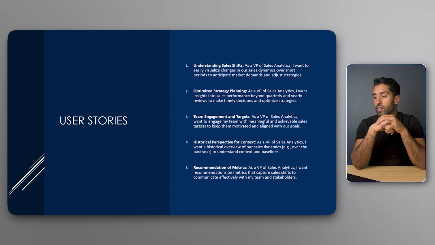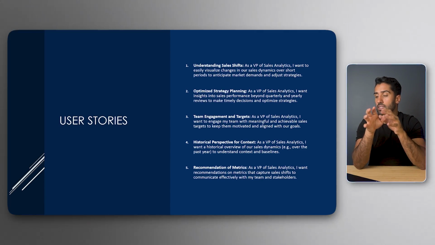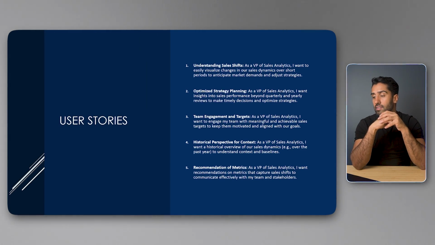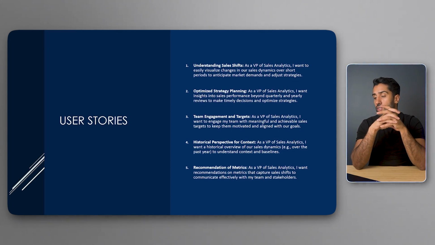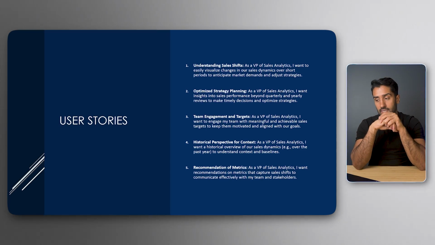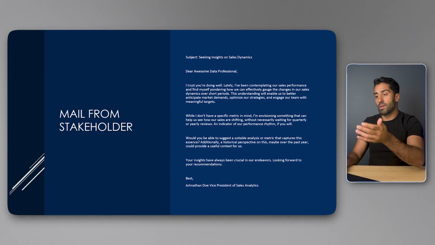As a VP of Sales Analytics, I want to engage with my team with meaningful and achievable sales targets to keep them motivated and aligned with our goals. Number four, historical perspective or context. As a VP of Sales Analytics, I want a historical overview of our sales dynamics over the past year to understand context and baselines. Number five, recommendations of metrics. As a VP of Sales Analytics, I want recommendations on metrics that capture sales shifts to communicate effectively with my team and stakeholders. So these are examples of user stories that you can write based on this information.